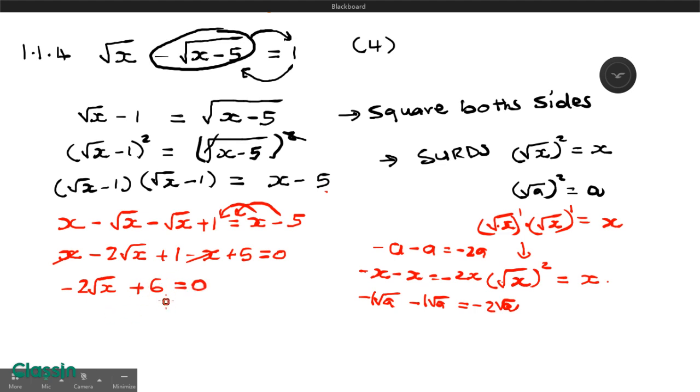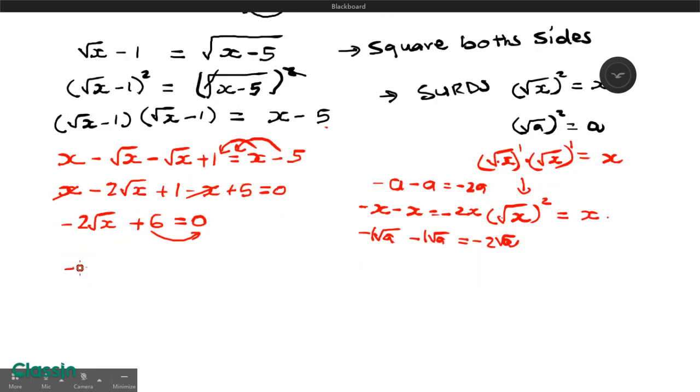If you take this +6 to this side, it will become -2 root of x equals to -6. But when you divide both sides by -2, you will notice that 2 and 2 will cancel out. You will be left with root of x. And then -6 divided by -2, the answer is 3.